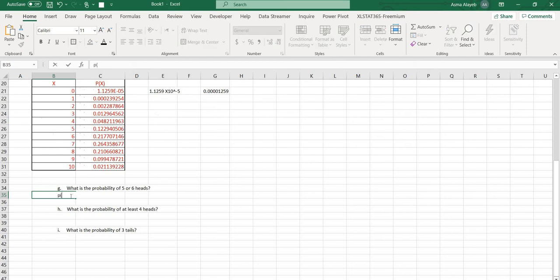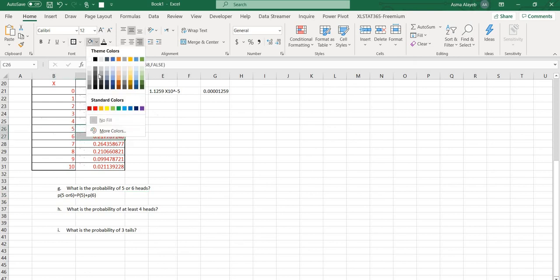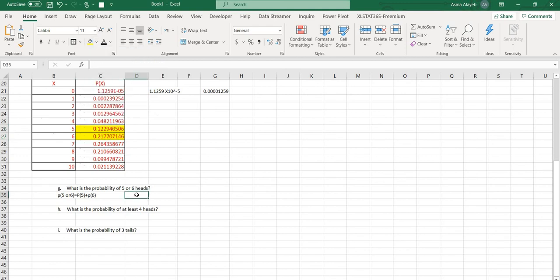So the probability of 5 or 6 is equal to the probability of 5 plus the probability of 6, which I can compute easily from the table. The probability of 5 is this, the probability of 6 is this. So these two cells over here. All I have to do is add these up. I will use the sum function to add these probabilities up. So that is the needed probability or the answer for that question.